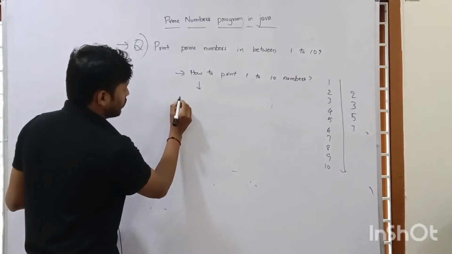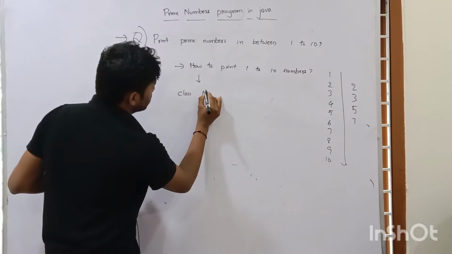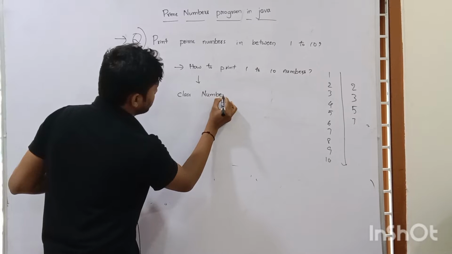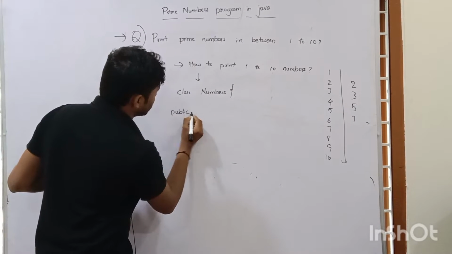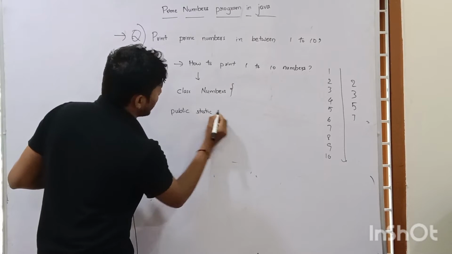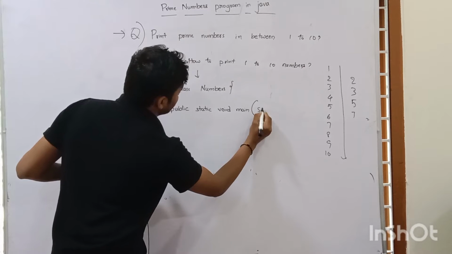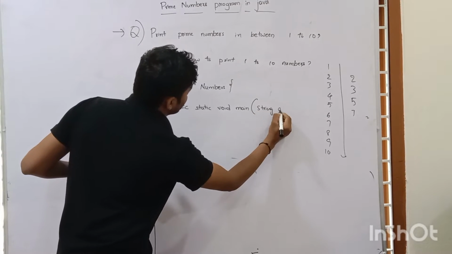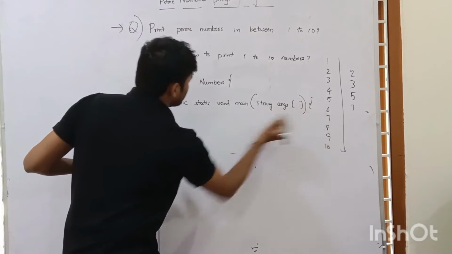Now I am going through one program. The class name is Numbers, and here I am writing the main method syntax: public static void main(String[] args). Here I open the method.